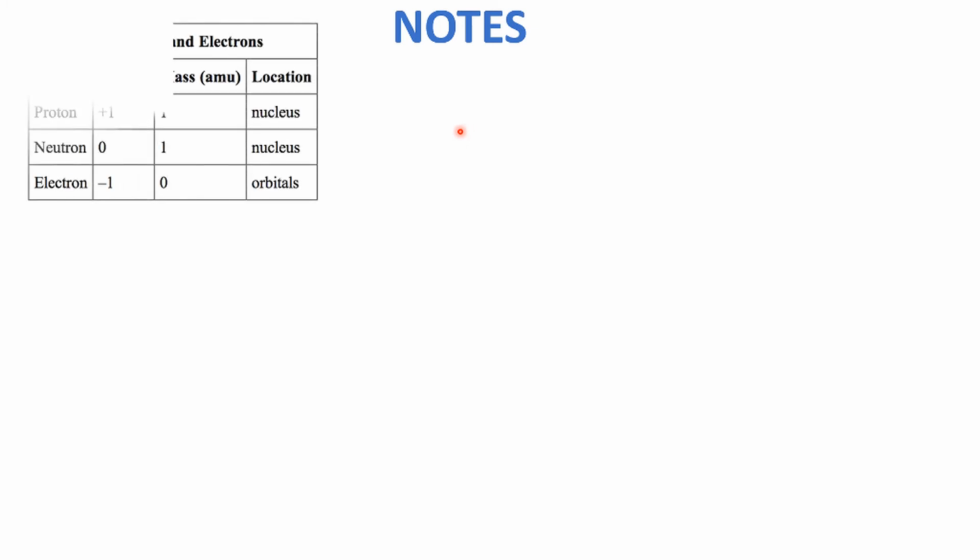These are some notes on protons, neutrons, and electrons. The charge of the proton is positive. The neutron has no charge. Electrons have a negative charge. The location of protons and neutrons is in the nucleus, but electrons are in orbitals. The mass we calculate with the atomic mass unit. Protons and neutrons are equal to 1 unit, but electrons are 0.